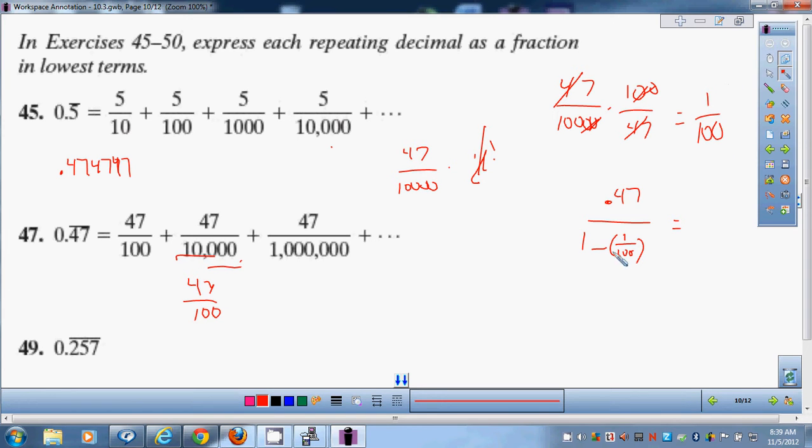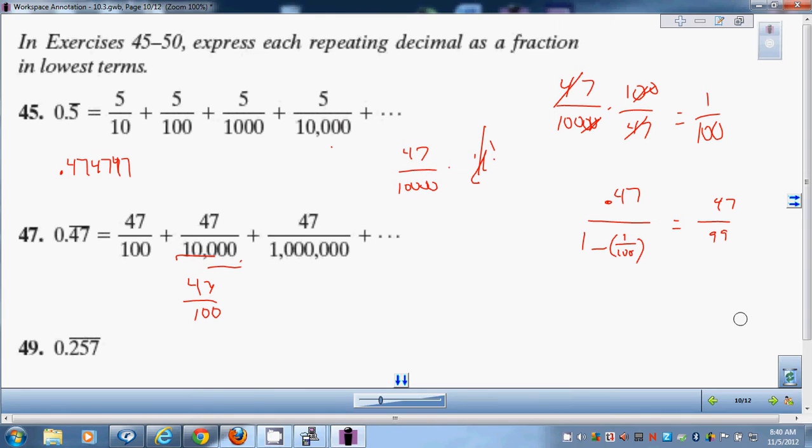Now, if we were to subtract these as fractions for a moment, wouldn't this just be 100 over 100 minus 1 over 100? Yes, it would. So that'd be 0.47 over 99 over 100, which could be written like this. How does this reduce? Anybody remember if you have two fractions? You could multiply the top and bottom by 100 and just get 47 over 99.